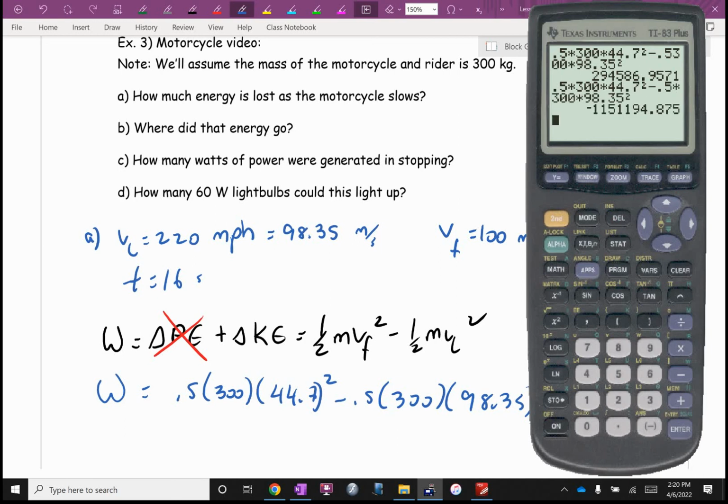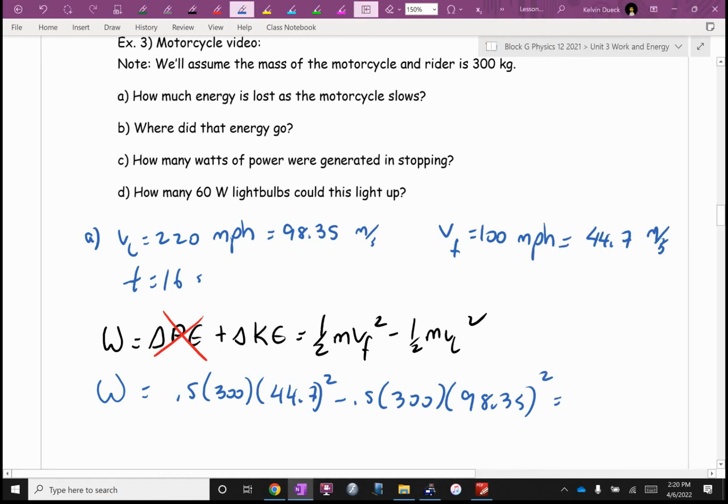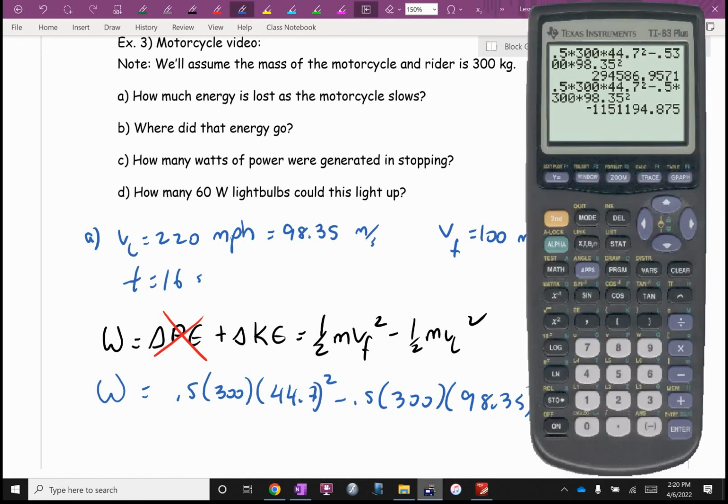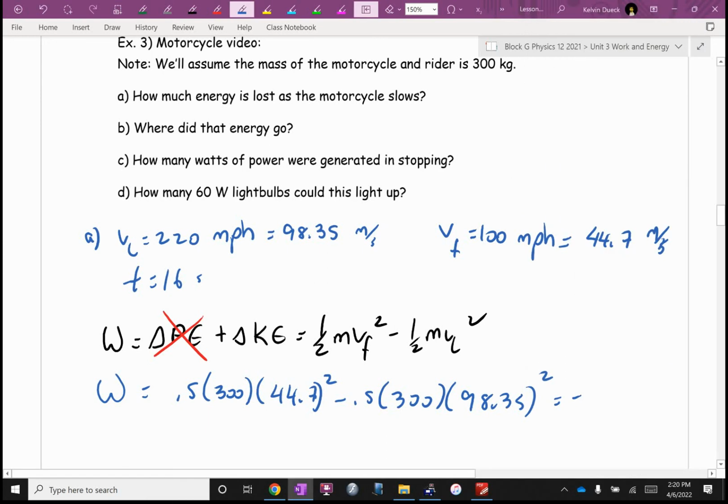And I get negative 1151194.875. Okay? Negative 1151194. Heck, 1.15 million joules.